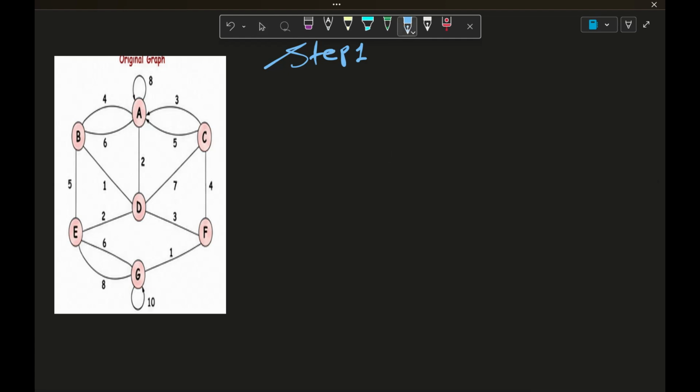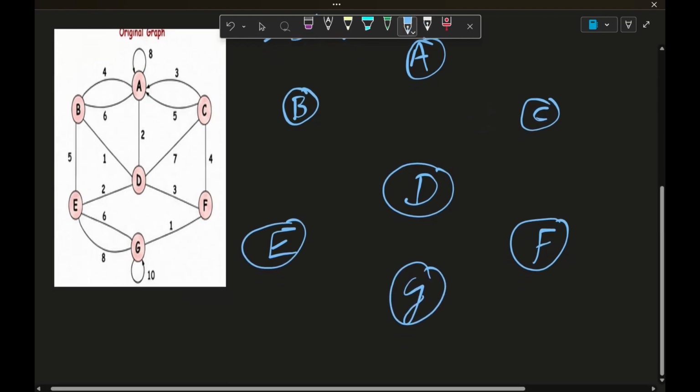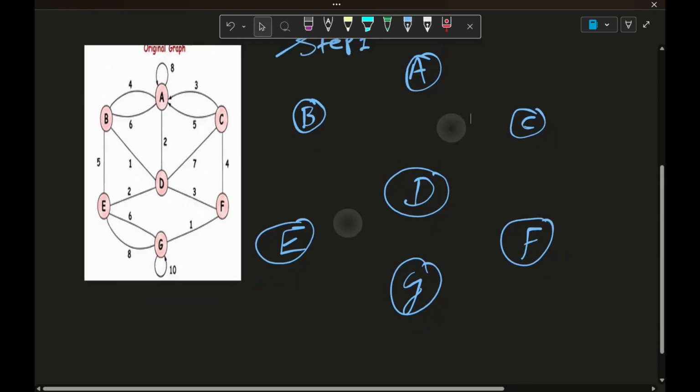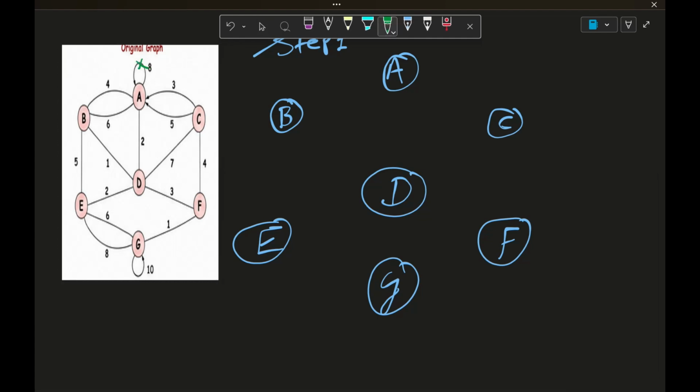Okay. So just take all the vertices as it is. This is B, this is A, this is C, here we have D, E, and G, like this. Just connect them, but remove parallel edges and self loops. You can see this is the self loop we have, so just remove this. This is also a self loop, so it will not be present.